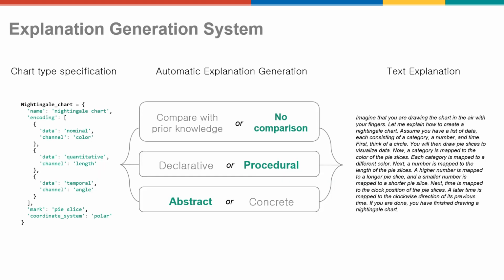We also created a prototype system that can automatically generate a text explanation using templates. The system is given a chart type definition and generates an explanation according to selected strategies. This figure shows how an explanation for a nightingale chart is generated by the system.